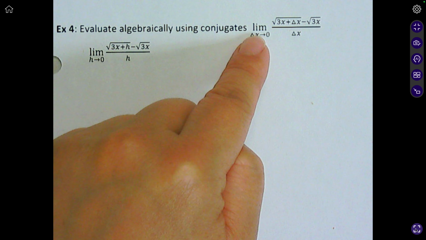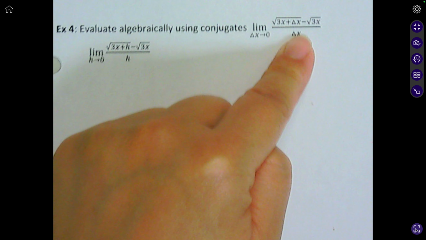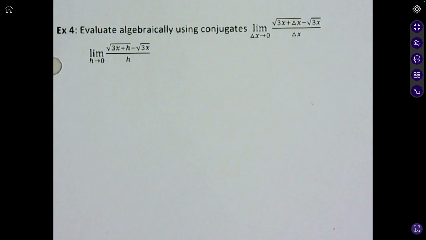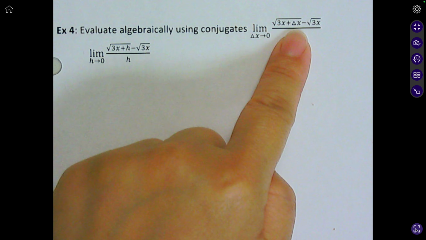So now if this delta x goes to 0, if I plug in 0, do you guys see that my denominator is 0? So now I have a problem because I cannot find my limit. Do you guys see that? So when you have that, you're going to have to multiply by the conjugate because this is a square root.